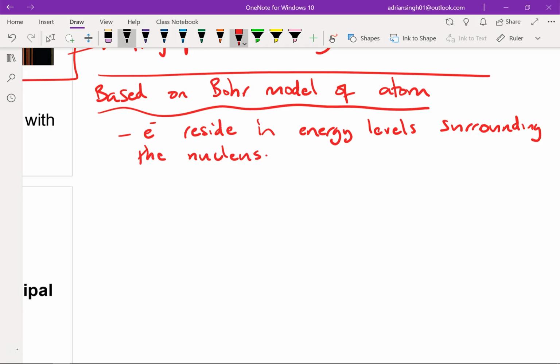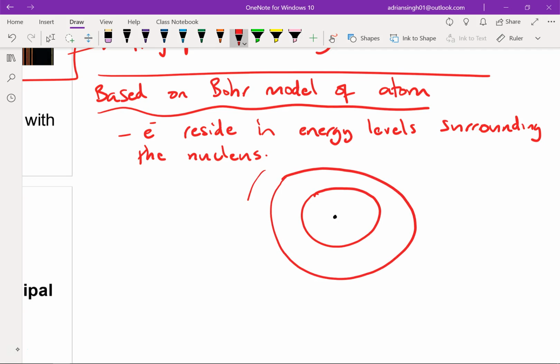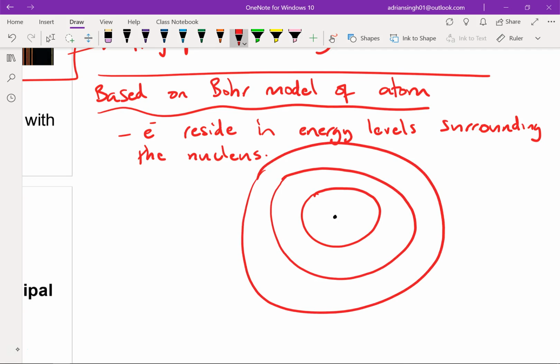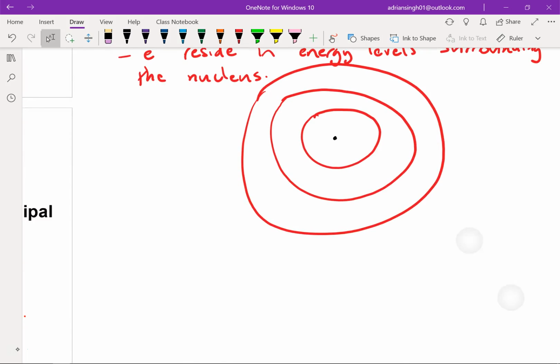Alright, so if this were my nucleus over here, I can have an electron in one energy level, or a second energy level, or a third energy level. Okay, so if I have an electron over here, and I give some energy to this atom, it may be in the form of light or heat. Okay, what happens is this electron can become excited.